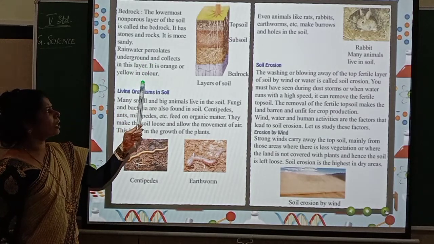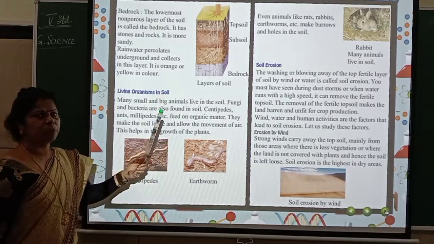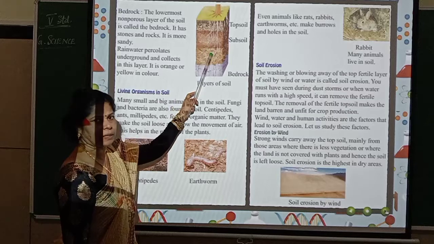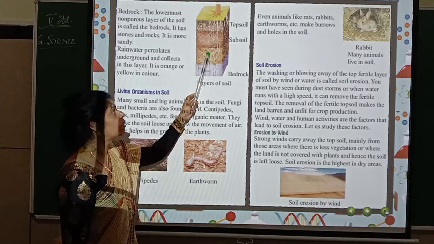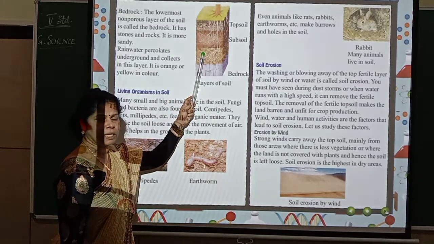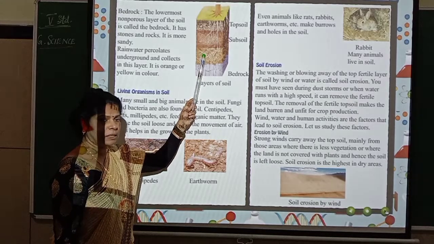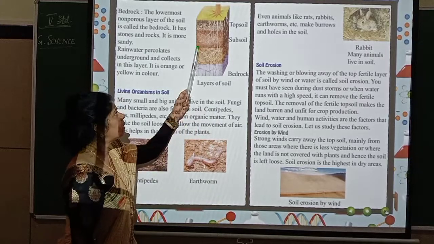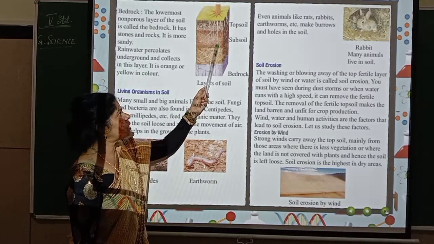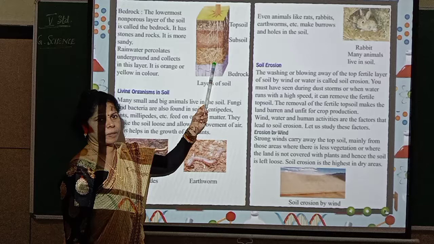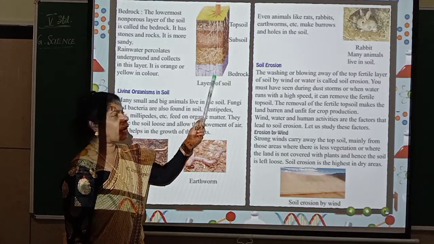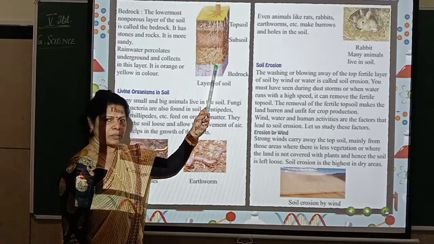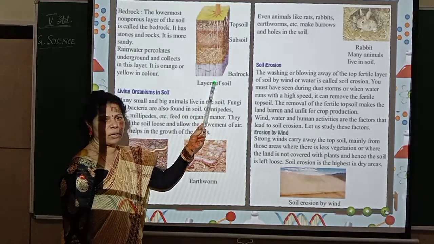It is orange or yellow in color. So when the rain falls, what happens? The water will start seeping through this layer. In the topmost layer, it can easily seep. Why? Because the topsoil is loosely packed, so it can easily go down. And then it reaches the subsoil. After subsoil, it will reach the bedrock. Further, it cannot go down. Why? Because here it is already hard rock, big stones, so water cannot go down.